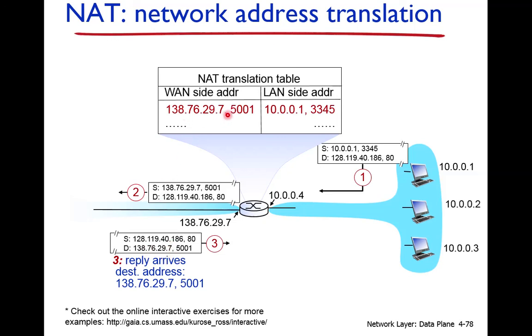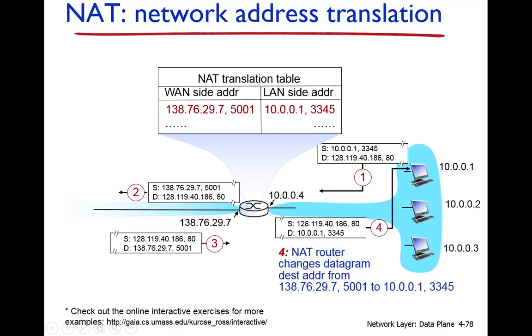If it is found, it means that this message should be replaced by this one if it is to be forwarded to the LAN. So this IP address will be replaced by 10.0.1, and this 501 will be replaced by 334, and now it will be forwarded to this network. And now this IP address, 10.0.1, is known in this network. You can see that this IP address and port number are replaced by this.